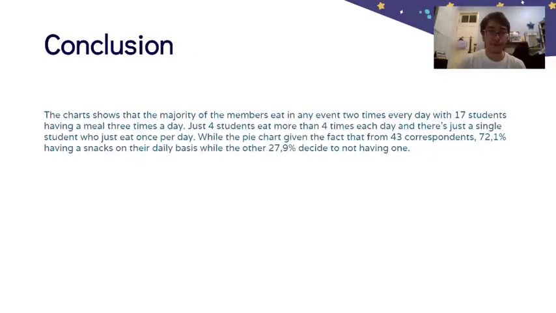We can conclude from the graph that the majority of the members eat 2 times every day, with 17 students having a meal 3 times a day. Just 4 students eat more than 4 times each day, and there's just a single student who eats once per day. While the pie chart shows that from 43 respondents, 72.1% have a snack on a daily basis, while the other 27.9% decide not to have one.